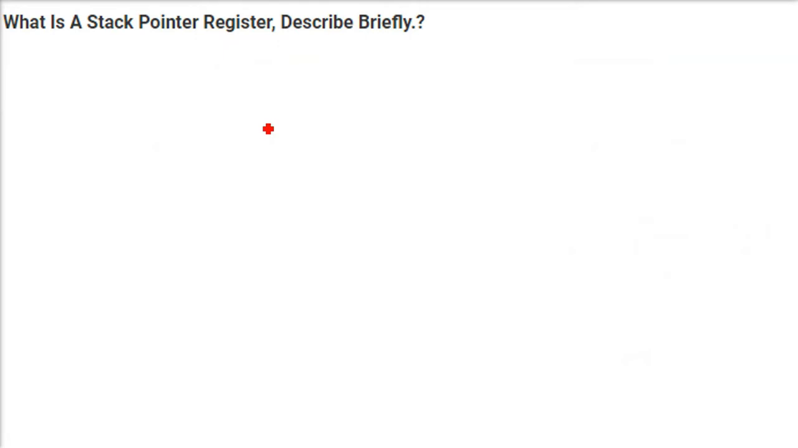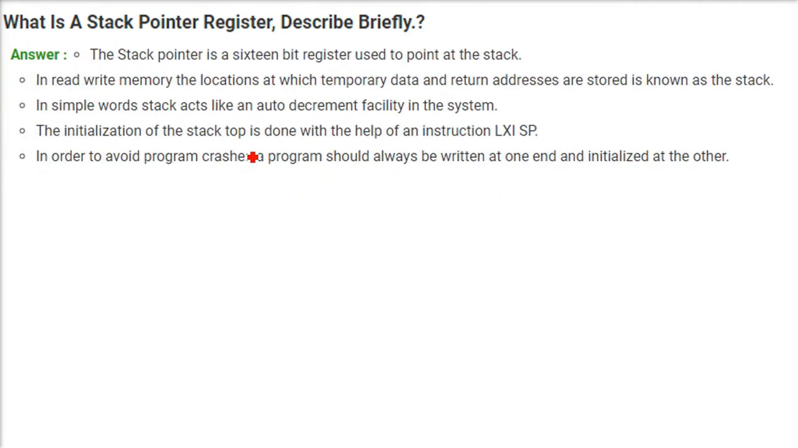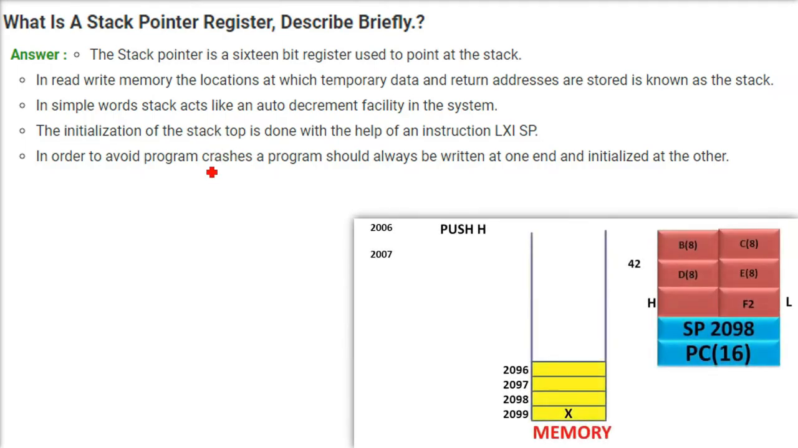What is a stack pointer register? Describe briefly. We'll talk about the stack in a while, but the stack is a memory, that is, an area in random access memory which is given for certain temporary storage of data. So when we implement a stack, it is in the RAM, random access memory.